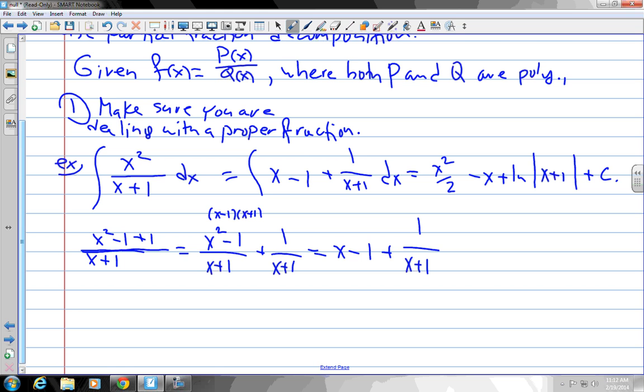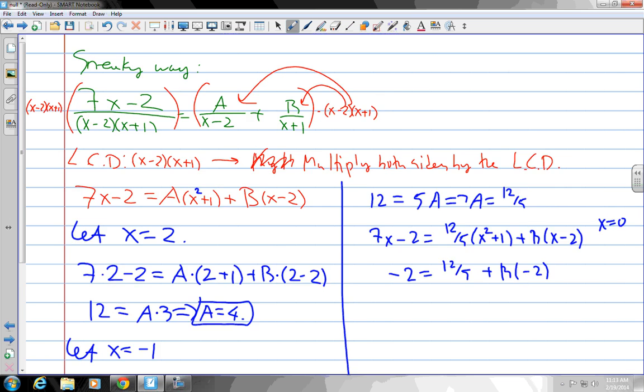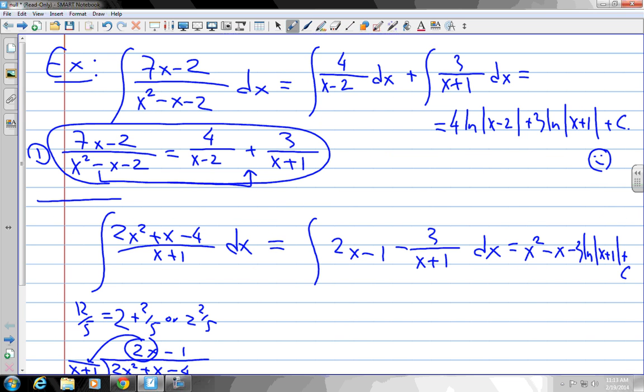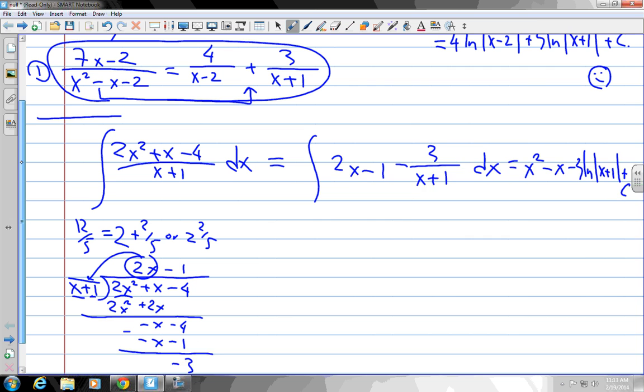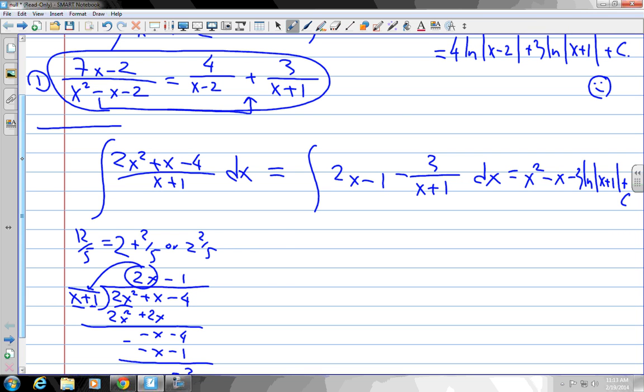Is that okay? It's a lot harder to cheat like that if you look at the previous one where we actually did the long division. Yeah, that's a little messier to cheat. So do the long division.